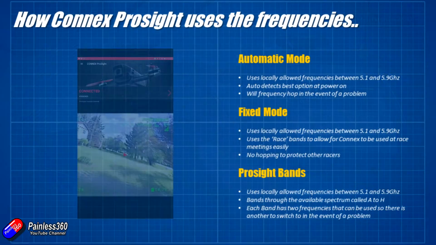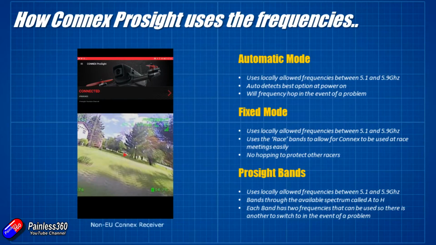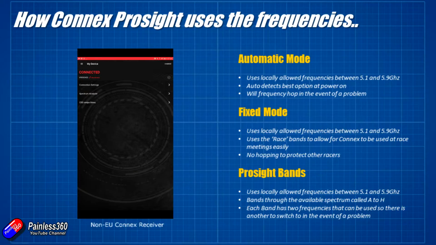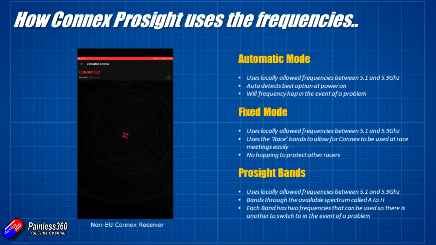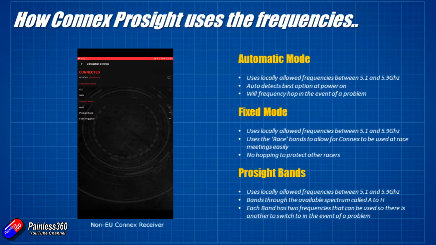So let's have a look at how Prosight uses the frequencies. When you look in those menus, you will find that there are three different ways that you can actually set up the system. The first, which is the default for most of them, is something called automatic mode.